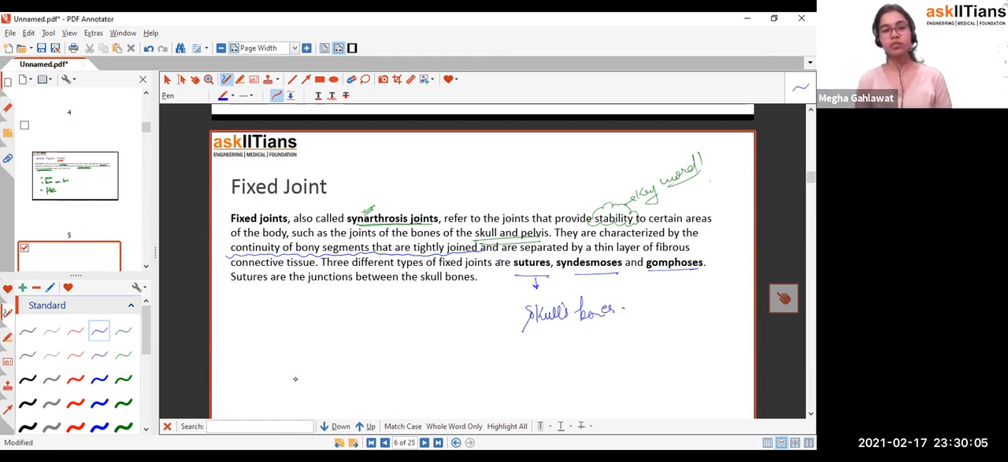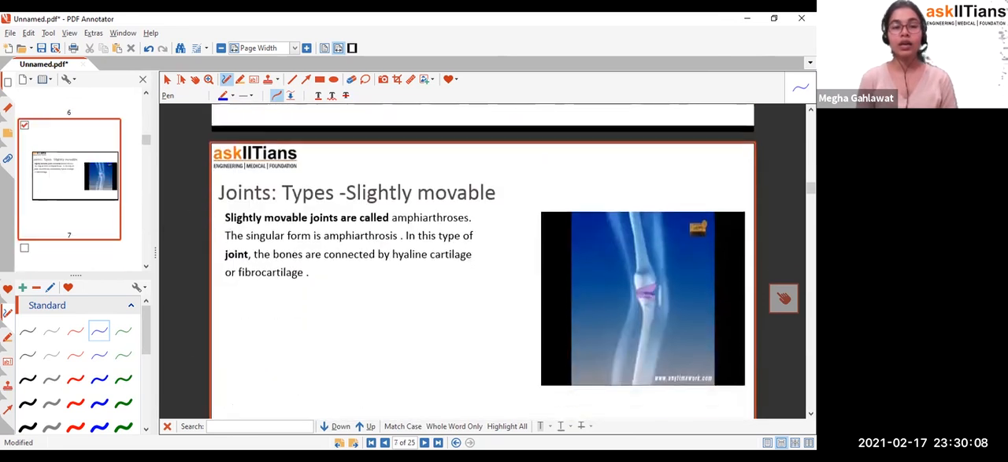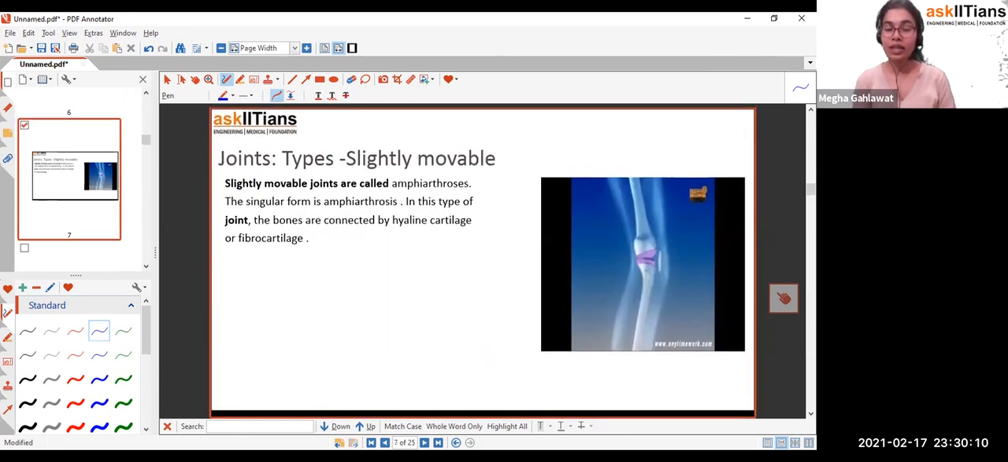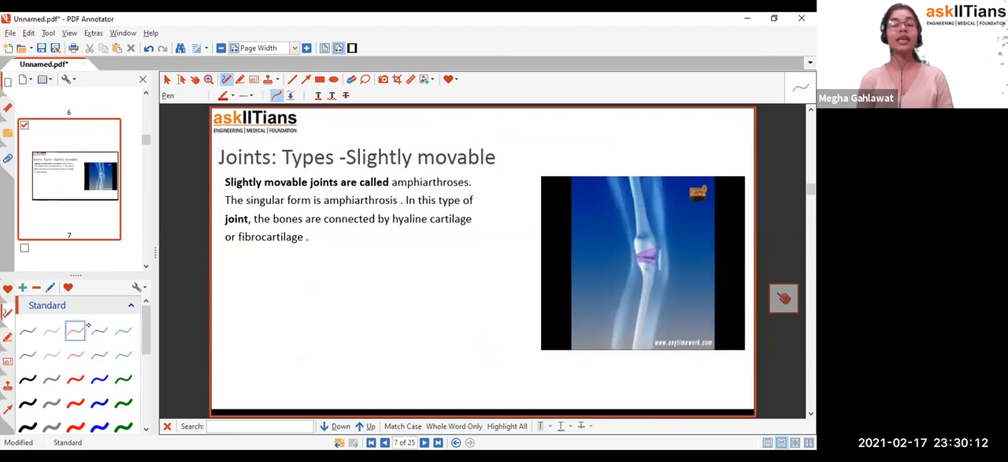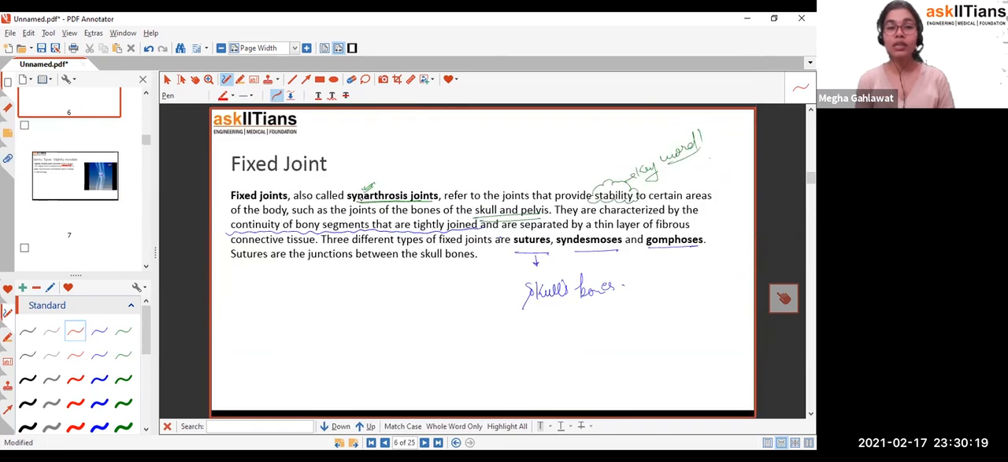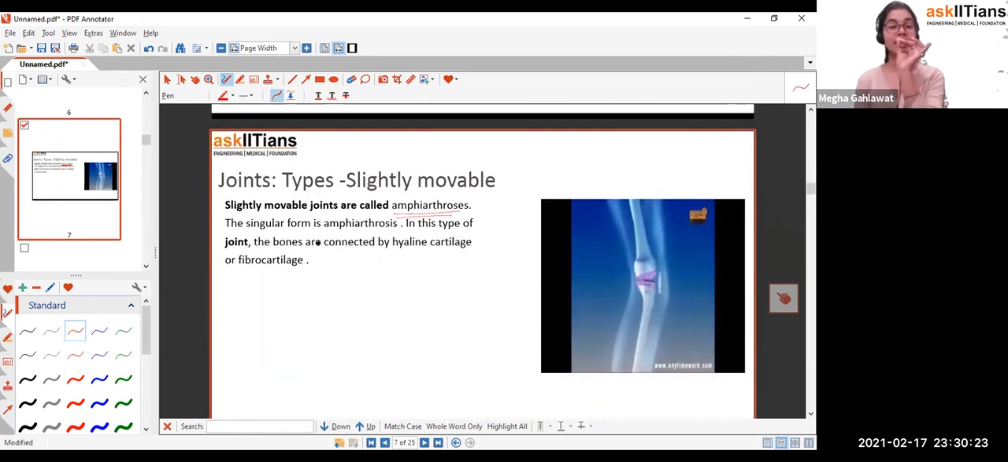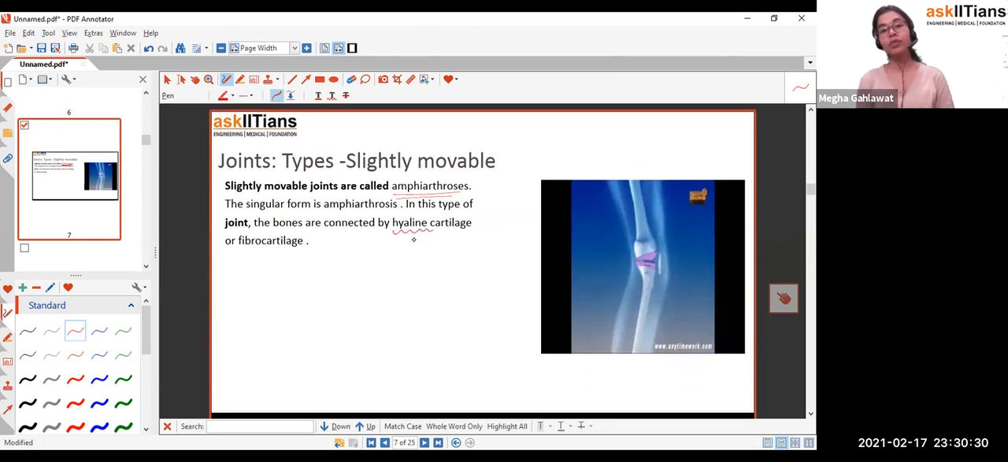Now, that being said, we have another type of joint which is slightly movable. Slightly movable joints are the amphiarthrosis. Synarthrosis, fixed joints. Amphiarthrosis, slightly movable joints. These are the ones which are connected by the hyaline cartilage. Hyaline cartilage is the type of cartilage which is transparent, translucent or transparent.